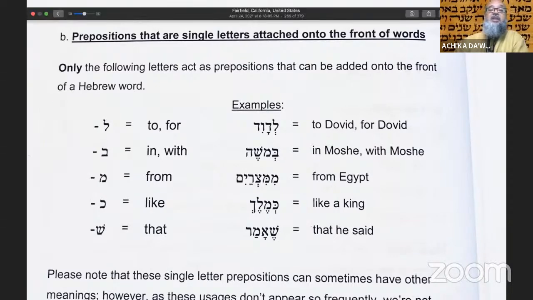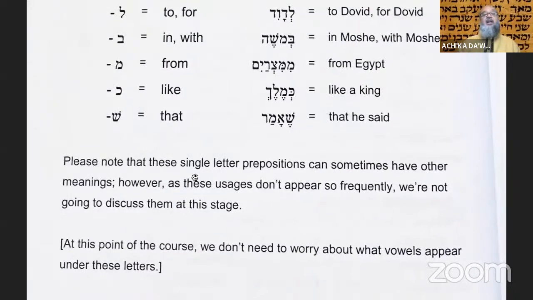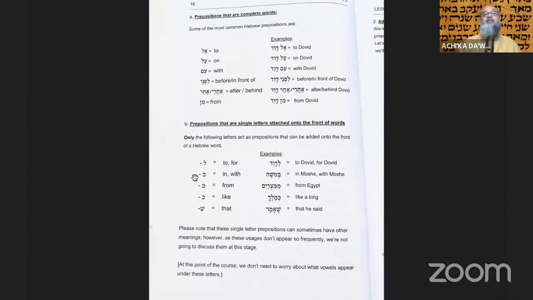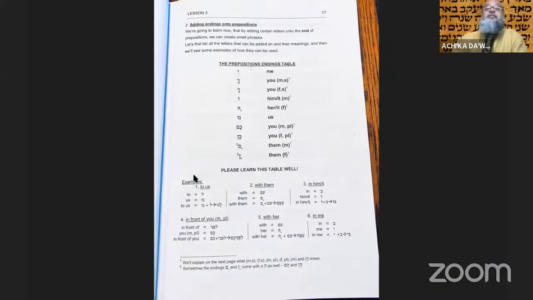So prepositions come in words and they come in letters. That's as simple as it gets. Okay. Now we're going to discuss some other parts about this. Any questions so far? Pretty simple, huh?